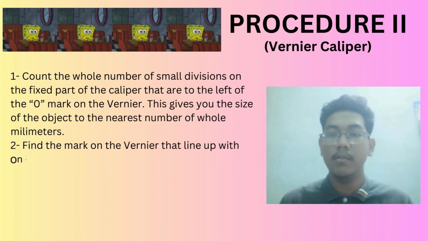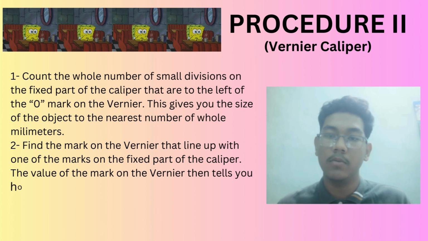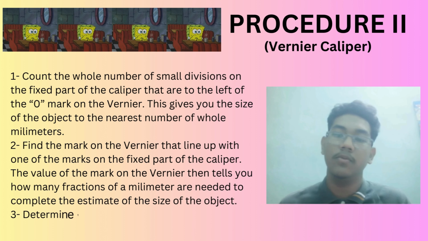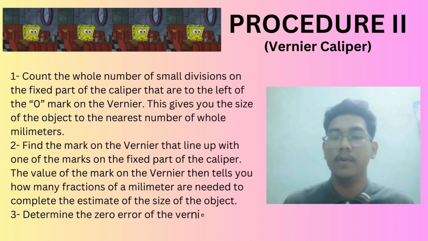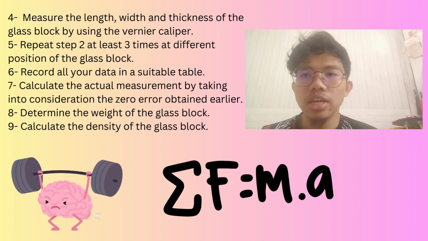Second, find the mark on the vernier that lines up with one of the marks on the fixed scale of the caliper. The value of the mark on the vernier then tells how many fractions of a millimeter are needed to complete the estimate of the size of the object. Third, determine the zero error of the vernier caliper. Step number 4. Measure the length, width and thickness of the glass block by using the vernier caliper.